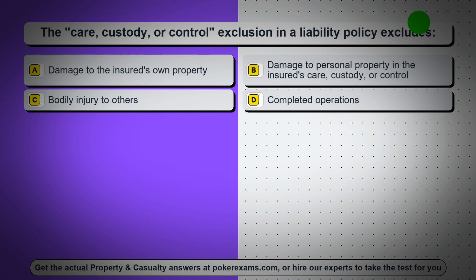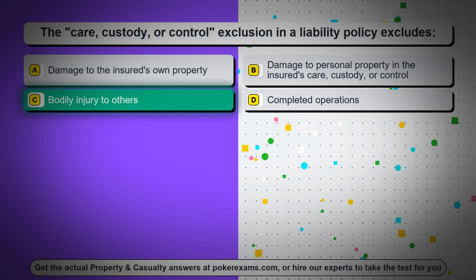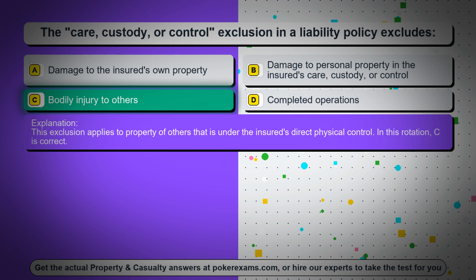Question 84. The care, custody, or control exclusion in a liability policy excludes option A, damage to the insured's own property. Option B, damage to personal property in the insured's care, custody, or control. Option C, bodily injury to others. Option D, completed operations. The correct answer is option C, bodily injury to others. This exclusion applies to property of others that is under the insured's direct physical control. In this rotation, C is correct.